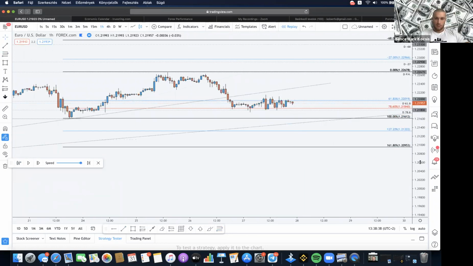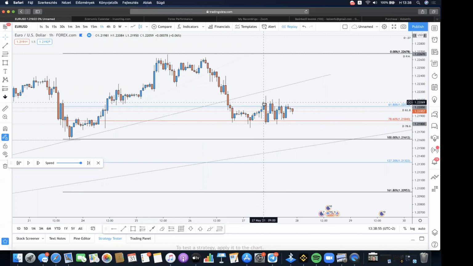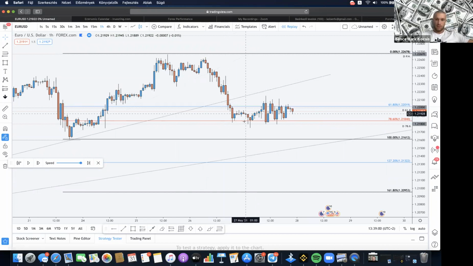1 hour structure. We have high, we have low. We have lower high, we have lower low. We have lower high, we have lower low. We have lower high, we have lower low. And after, what we have? Break of structure? No, we have lower low. The 1 hour structure is still bearish. Also, we can say they create liquidity.